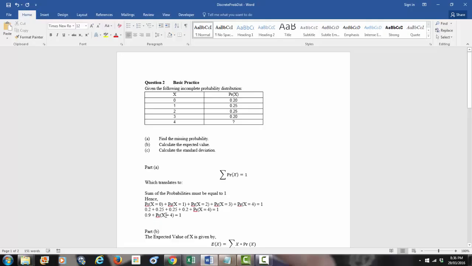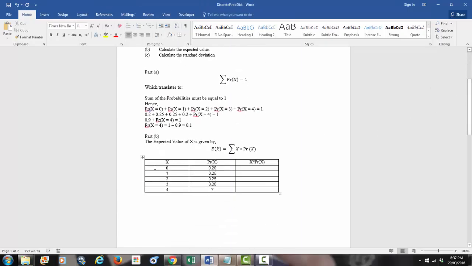Now if I want to solve for the probability x is equal to 4, because we've got an addition here, I'll subtract it onto the other side. Probability x is equal to 4 is equal to 1 minus 0.9, which is equal to 0.1. So now, given the incomplete probability distribution, by using one of the fundamental axioms of probability theory, we're able to solve for that unknown value.